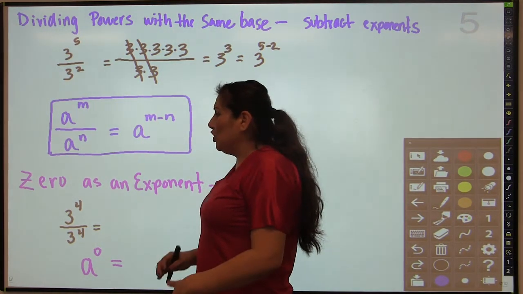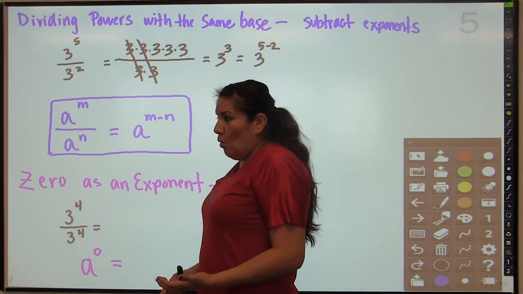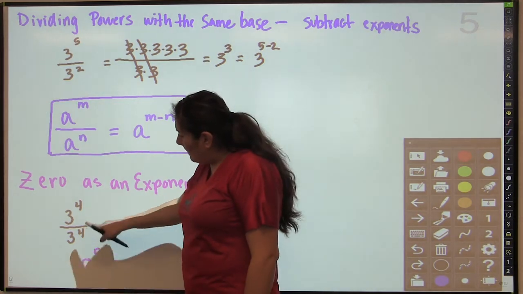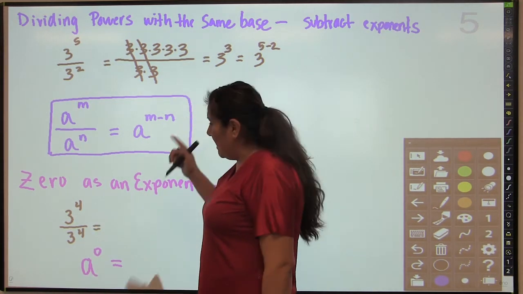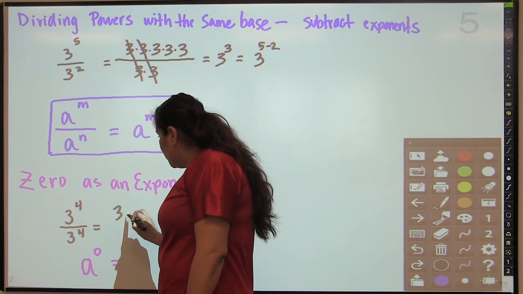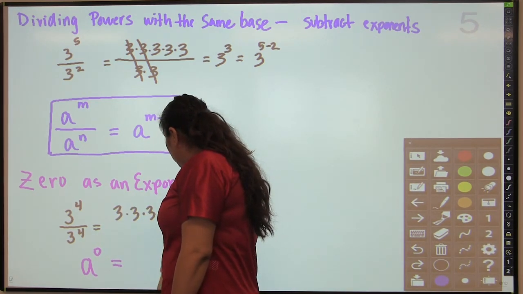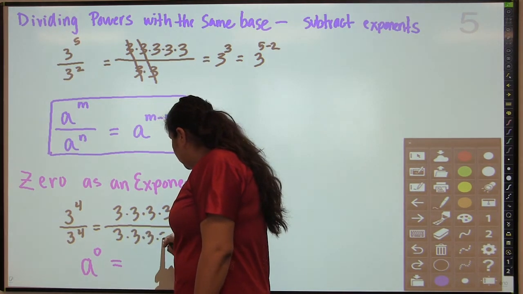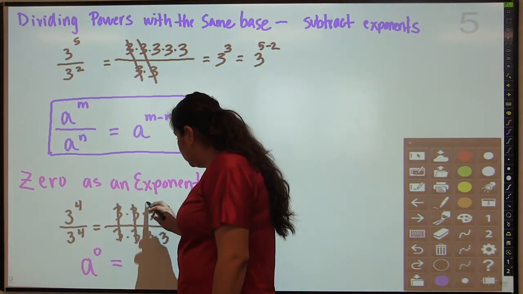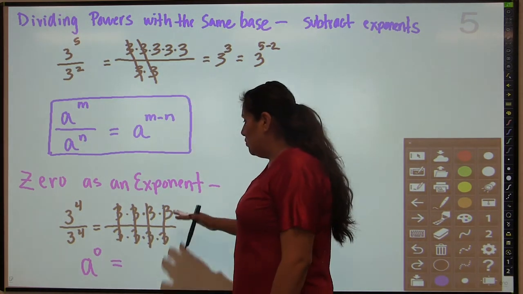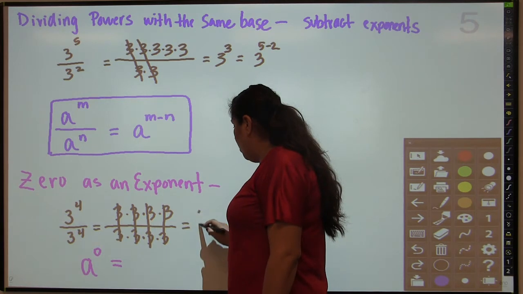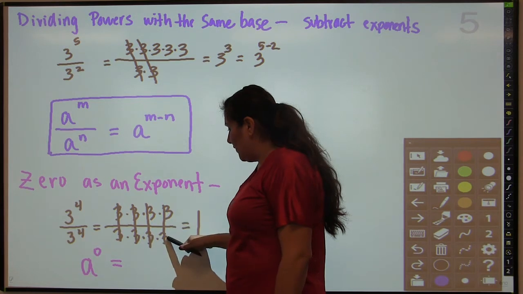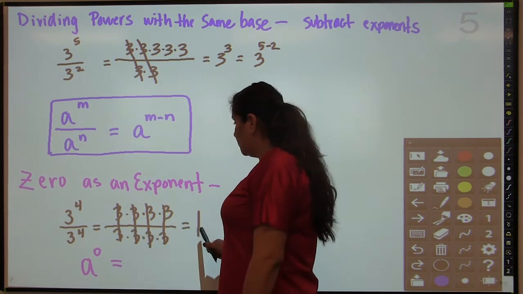So the question here is, how do you get a zero exponent? Well, the only way to get a zero exponent is to have the same exponent on the top and on the bottom. Based on our previous example, we know that this is 3 times 3 times 3 times 3 divided by 3 times 3 times 3 times 3. And all of these 3's are going to cancel. And whenever you cancel everything, that becomes 1, because 3 over 3 is 1, 3 over 3 is 1, 3 over 3 is 1, 3 over 3 is 1, 1 times 1 times 1 times 1 is 1.